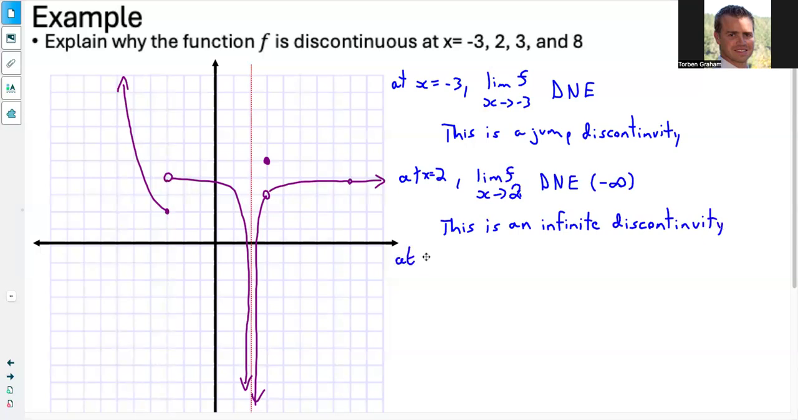Okay, so next we've got x equals 3. As we approach 3 from the left, we see that our y value is 3. As we approach it from the right, our y value is 3. So our limit does exist. However, our function at 3 is 5. So our limit was 3, our function is 5, so our limit does not equal our function. So we can say our limit of f as x approaches 3 does not equal f of 3.